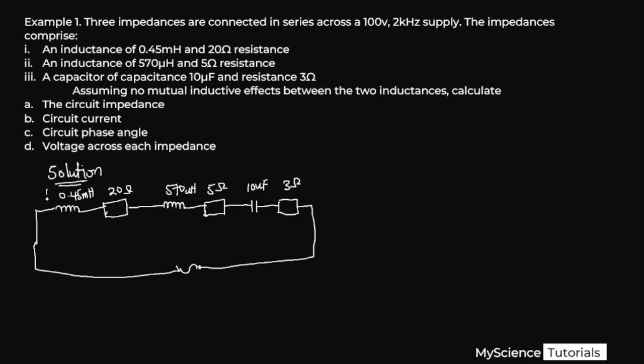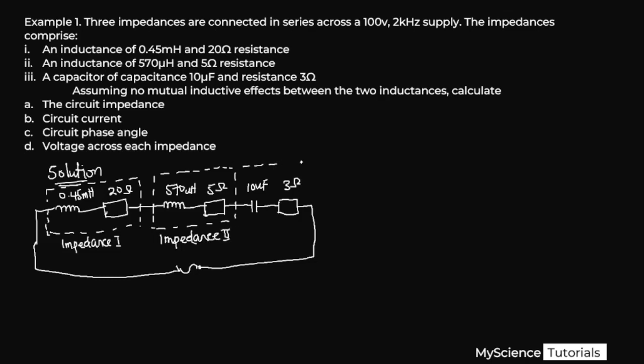So this side is our first impedance. This is our impedance 1, or I. This becomes our second impedance, or impedance 2. And then this is the final impedance, or the third impedance, impedance 3.